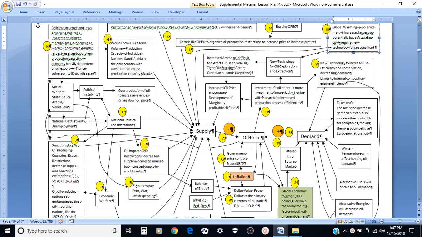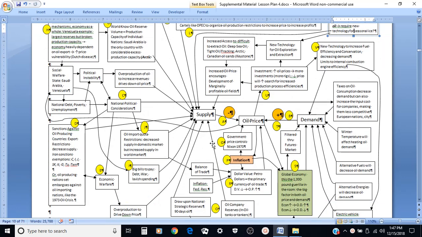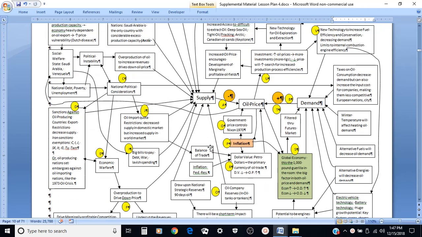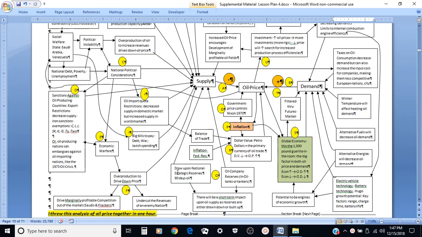Okay. So government price controls are another factor. Oh, I'm forgetting one here. Okay. So another factor is reserves.